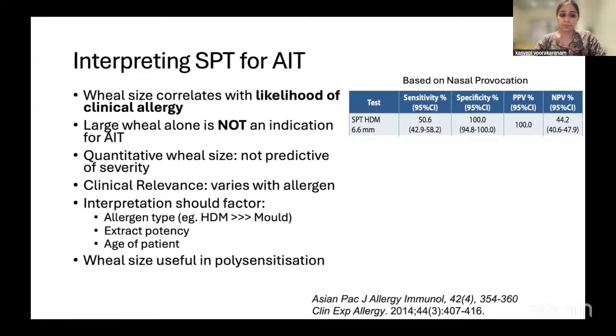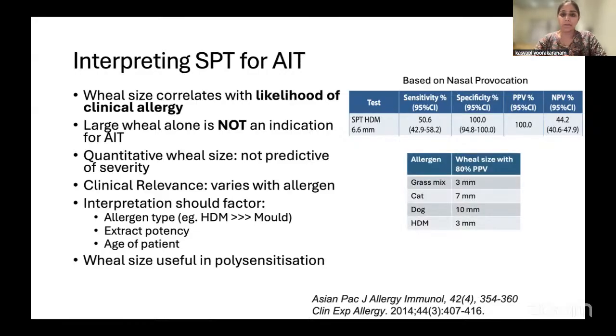So what I mean to say in this particular slide is that there is no absolute cutoff for a specific allergen in skin prick testing. Here we see that house dust mite might require 3 millimeters to be positive. Grass mix may also require 3 millimeters according to this particular study, whereas dog dander and cat dander are quite high in their wheel diameter. So basically the allergen type matters the most.